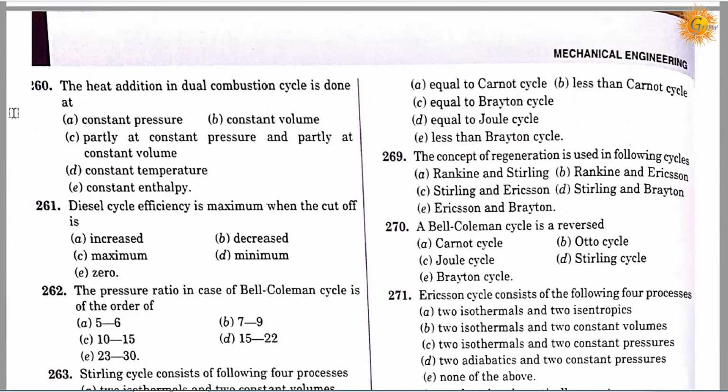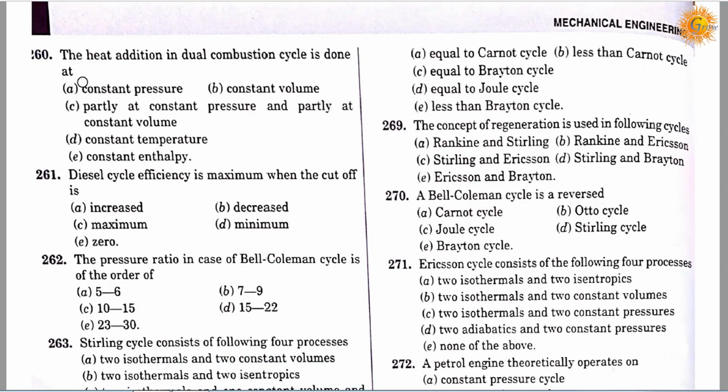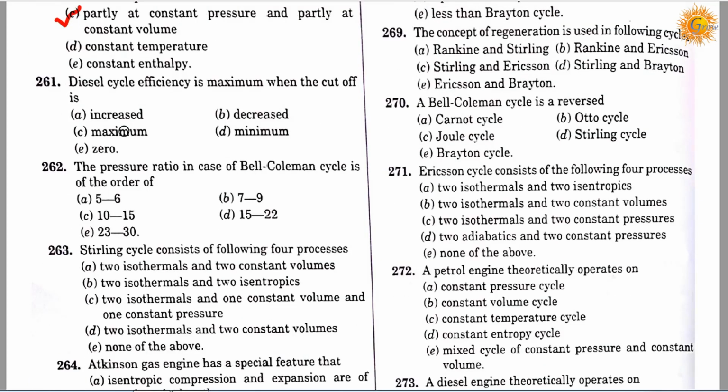Question number 260. The heat addition in dual combustion cycle is done at: option A, constant pressure; option B, constant volume; option C, partially at constant pressure and partially at constant volume; option D, constant temperature; option E, constant enthalpy. So correct answer is C. It will be partially at constant pressure and partially at constant volume.